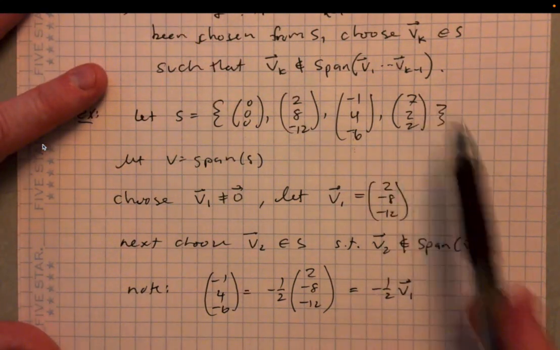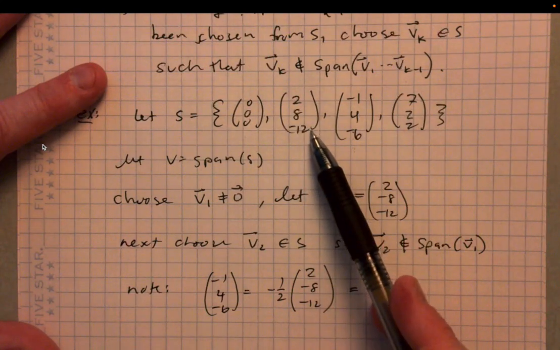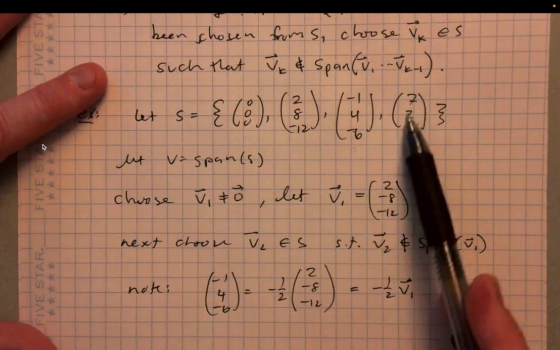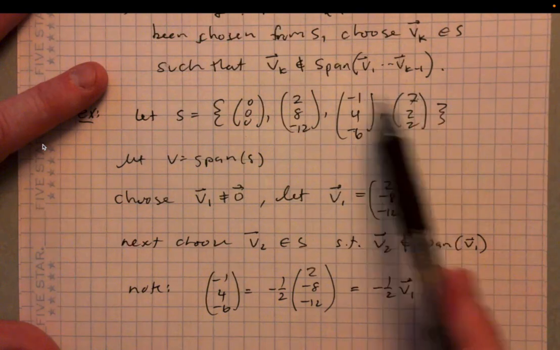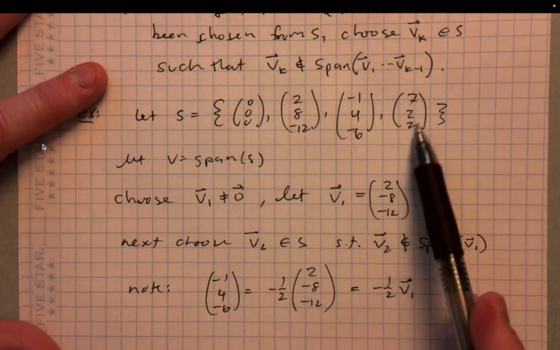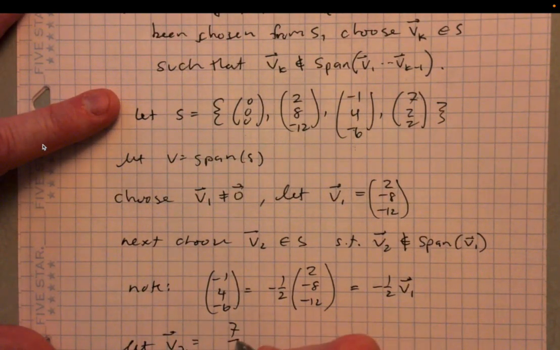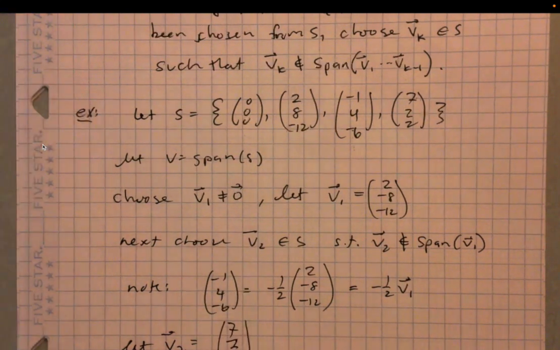So let's choose 7, 2, 2. Is that one okay? Is that a scalar multiple of 2, 8, negative 12? That one is not. There's no way to turn a 2 into a 7 while simultaneously turning an 8 into a 2. Right? So definitely can't do that. So let V2 equal 7, 2, 2. Okay, so we can do that quickly.